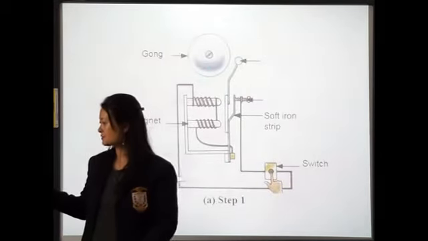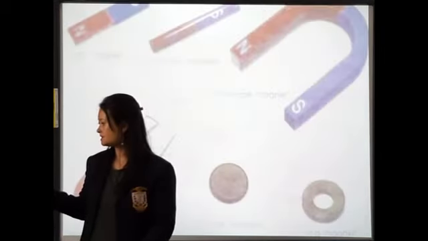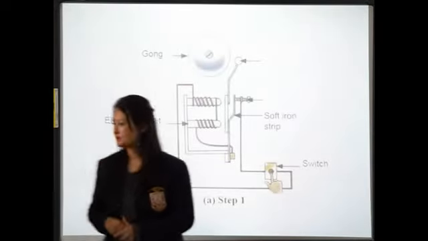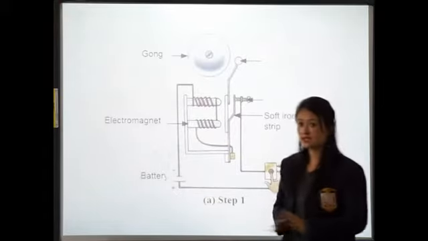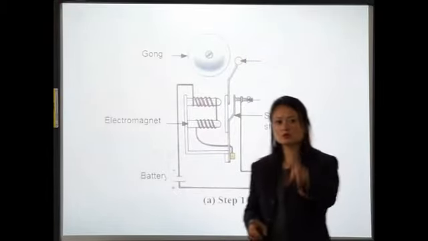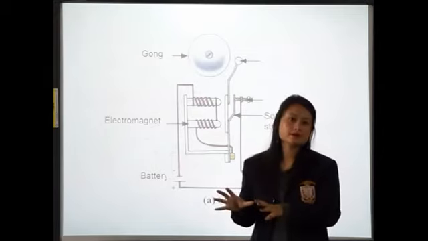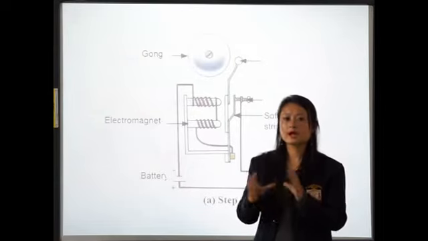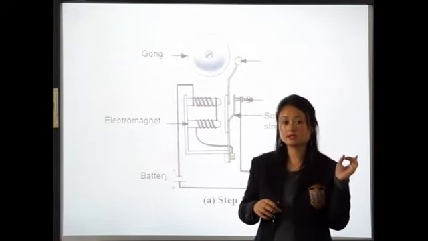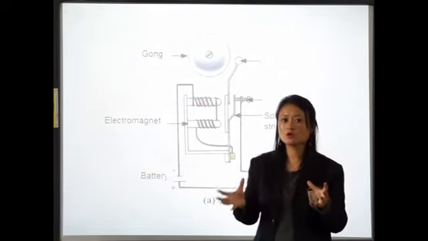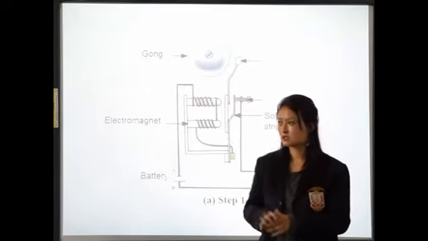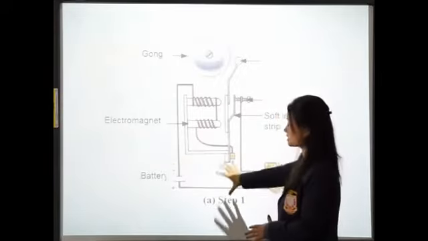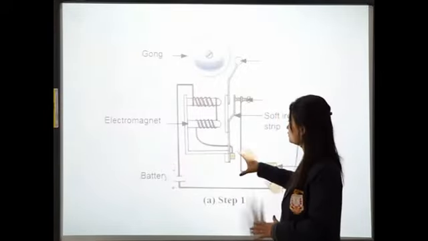Now this is your electric bell, and this is how an electric bell works. You've seen an electric bell at home, isn't it? When you switch it on, the bell rings. You can hear the sound, isn't it? And when you just take your hands off the switch, no longer will the bell ring. So this is how the internal structure of the electric bell would be like.